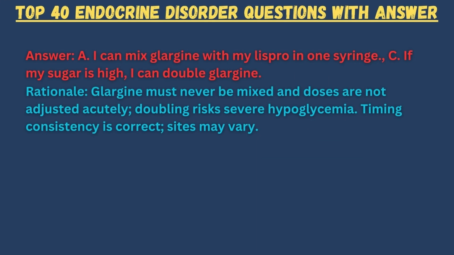Answer. A. I can mix glargine with my Lispro in one syringe. C. If my sugar is high, I can double glargine. Rationale. Glargine must never be mixed, and doses are not adjusted acutely. Doubling risks severe hypoglycemia. Timing consistency is correct. Sites may vary.